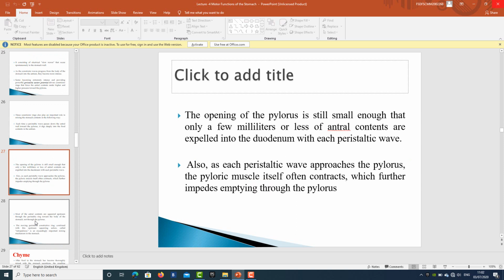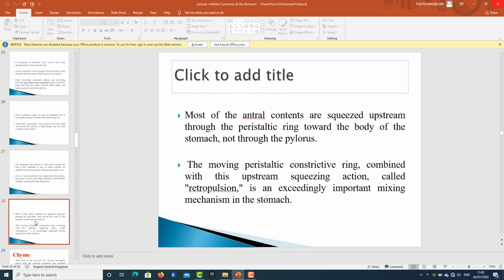The opening of the pylorus is still small enough that only a few millimeters or less of antral contents are expelled into the duodenum with each peristaltic wave. Also, as each peristaltic wave approaches the pylorus, the pyloric muscle itself often contracts, which further impedes emptying through the pylorus. Most of the antral contents are squeezed upstream through the peristaltic ring towards the body of the stomach, not through the pylorus.